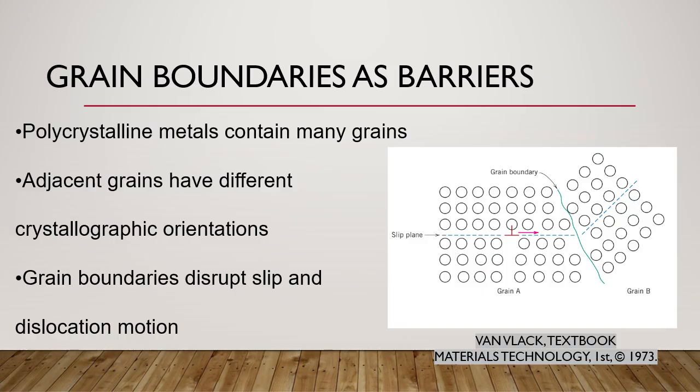Adjacent grains have different crystallographic orientation, and where they meet is called a grain boundary. During plastic deformation, dislocations have to move across these grain boundaries, which act as a barrier to dislocation motion.